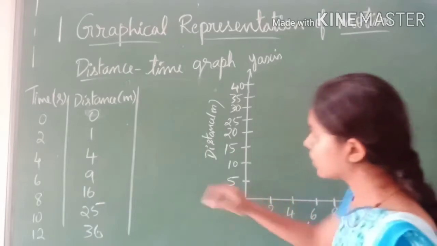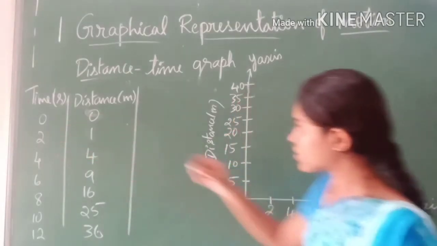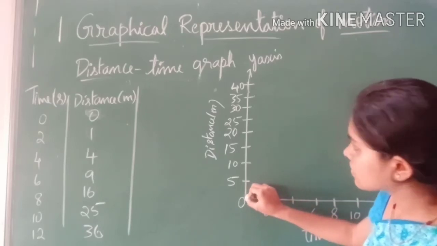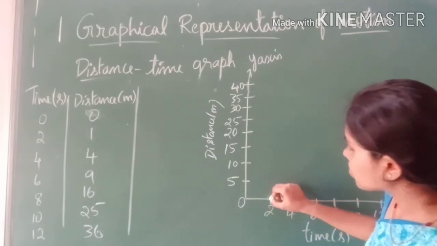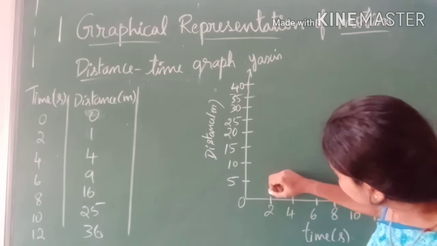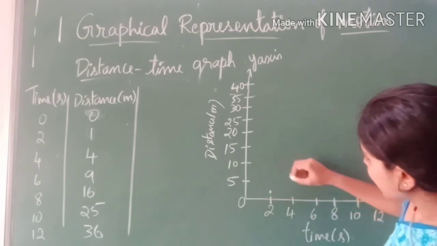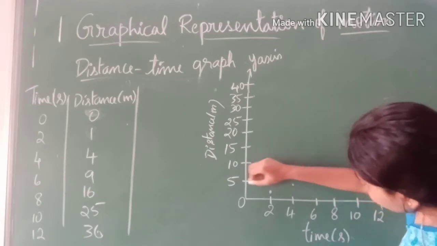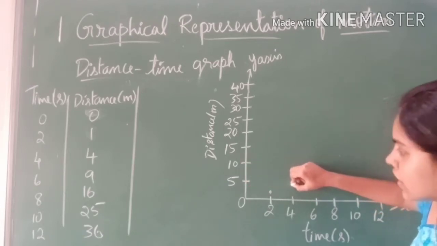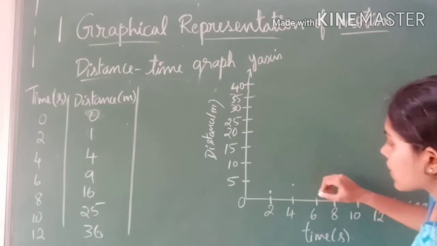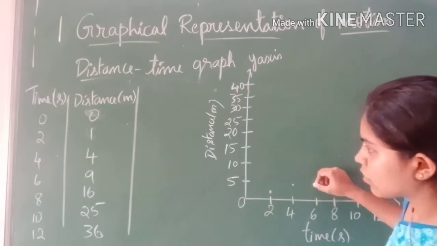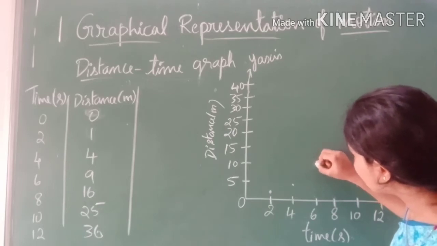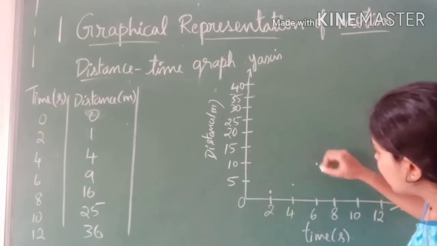Then for the time 0 second, what is the distance travelled? In 0 second, distance is 0. In 2 second, distance travelled is 1. In 4 second, distance travelled is 4. Okay, roughly you mark. If you use the graph, you can easily identify those points. Then in 6 second, the distance travelled is 9, which is below 10.